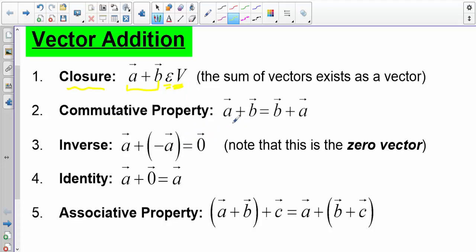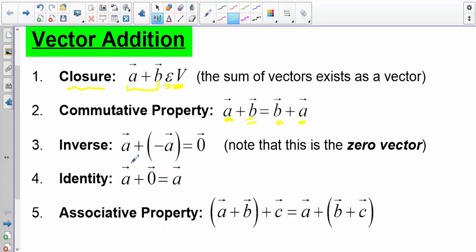Commutative property, which I believe we touched on in the last video, says that the order in which you add vectors has no significance, which is basically the same principle as it is with numbers. 3 plus 5 is 8, and 5 plus 3 is also 8. Vector A plus vector B is the same thing as vector B plus vector A, because the resultant vector would be the diagonal of a parallelogram.